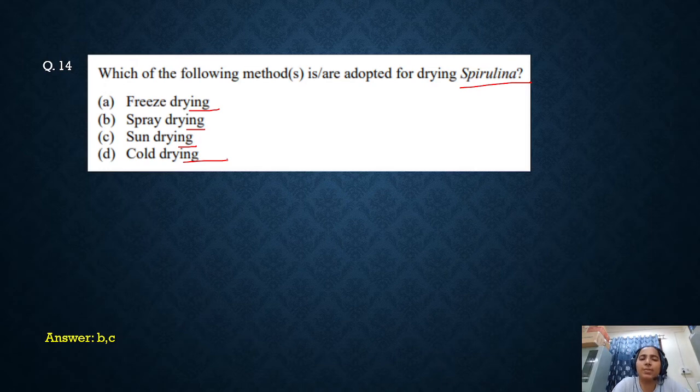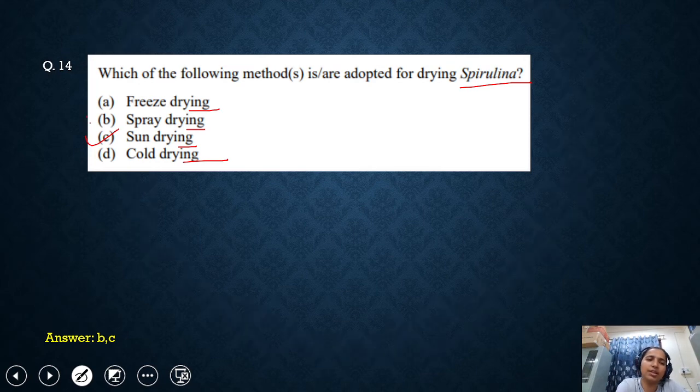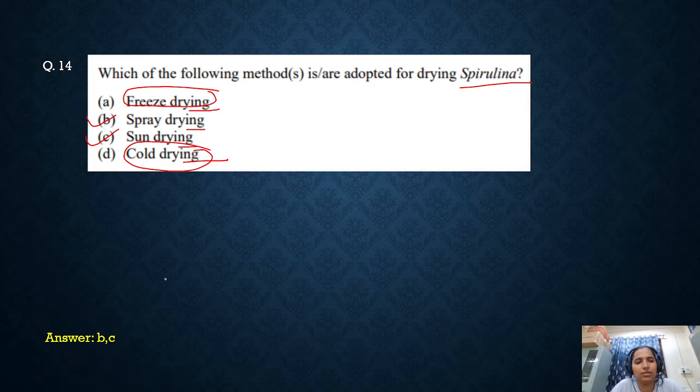For this spirulina drying, we use either sun drying, that you must know, and second, spray drying is also used. But in freeze drying, what happens? You don't need to put it at a very low temperature. So that's why you don't prefer freeze or cold drying. For spirulina, you usually prefer sun or spray drying, like at a normal temperature, it will dry. So for this question, answer is B and C both.